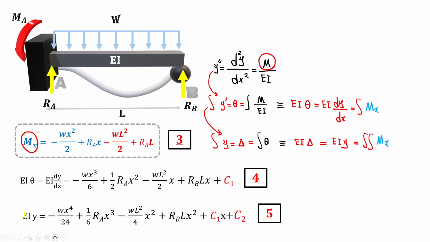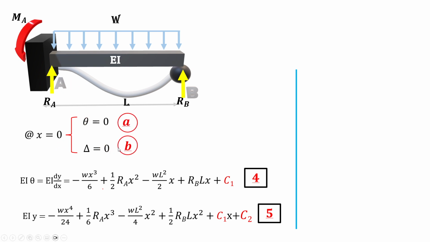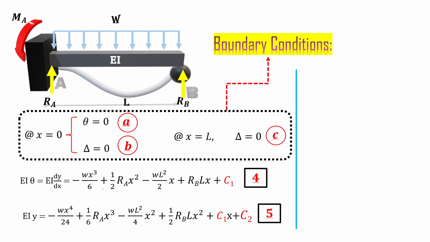Now let's jump to the boundary conditions. We do know that at the very beginning of the beam, x equal to 0, there is no theta and there is no delta. We call them A and B. That's our first two boundary conditions. And also at x equal to L, there is no upward or downward deflection. So that's our third boundary condition. We call it C.